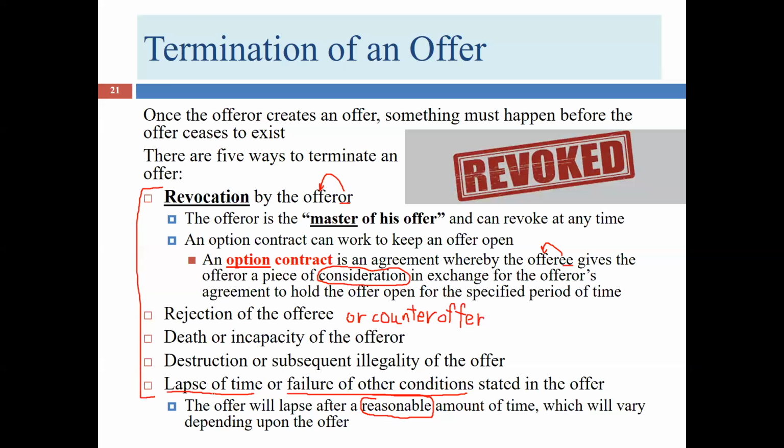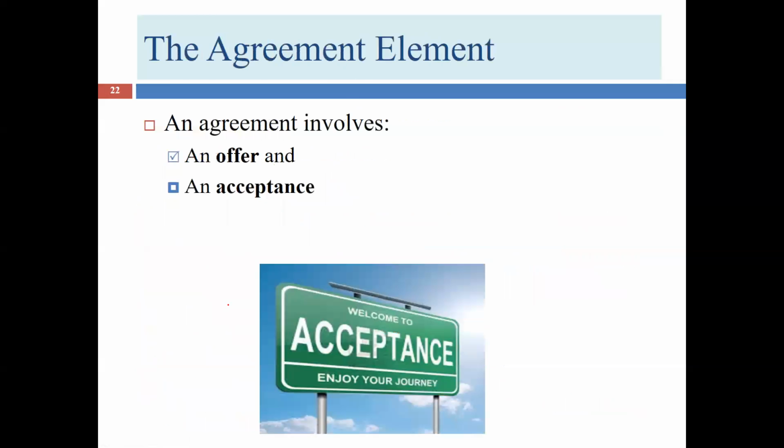So these are the 5 ways that we can terminate an offer. And again, this assumes that the offer has not been accepted. If the offer has been accepted, these things would not necessarily terminate the agreement that exists. So at this point, we've kind of done half of our discussion of agreement. We've talked about the offer portion of agreement. Next, we'll be talking about the acceptance part of the agreement.